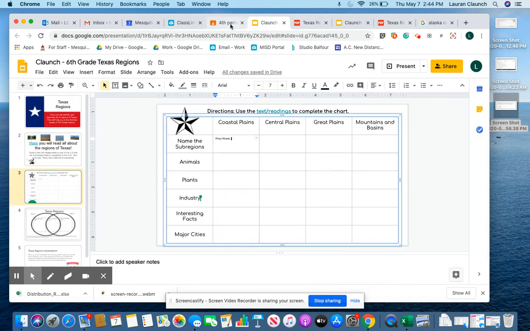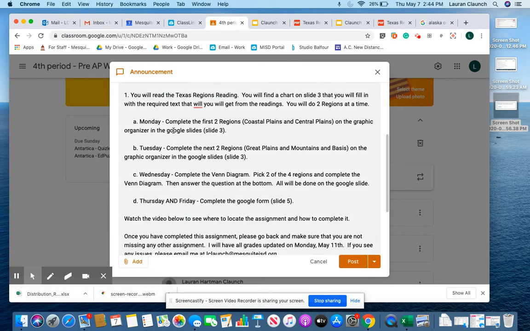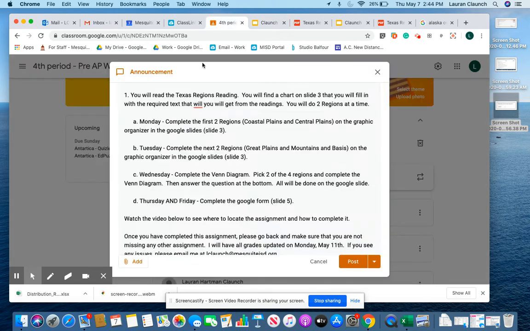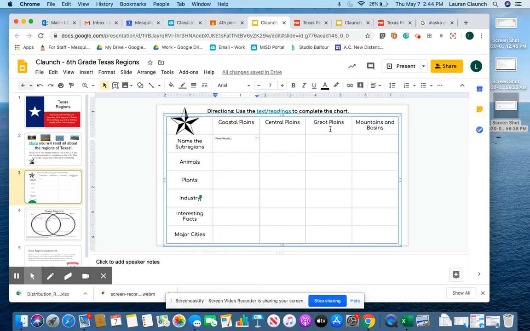But what I'm expecting you to do, so it says on Monday, complete the first 2 regions, coastal plains and central plains. So on Monday, I'm expecting you to have these 2 done. So you'll have all of these answered for both the coastal plains and central plains. Then on Tuesday, you'll do the next 2, Great Plains, mountain and basins. So by the end of Tuesday, I'm expecting this whole thing filled out.